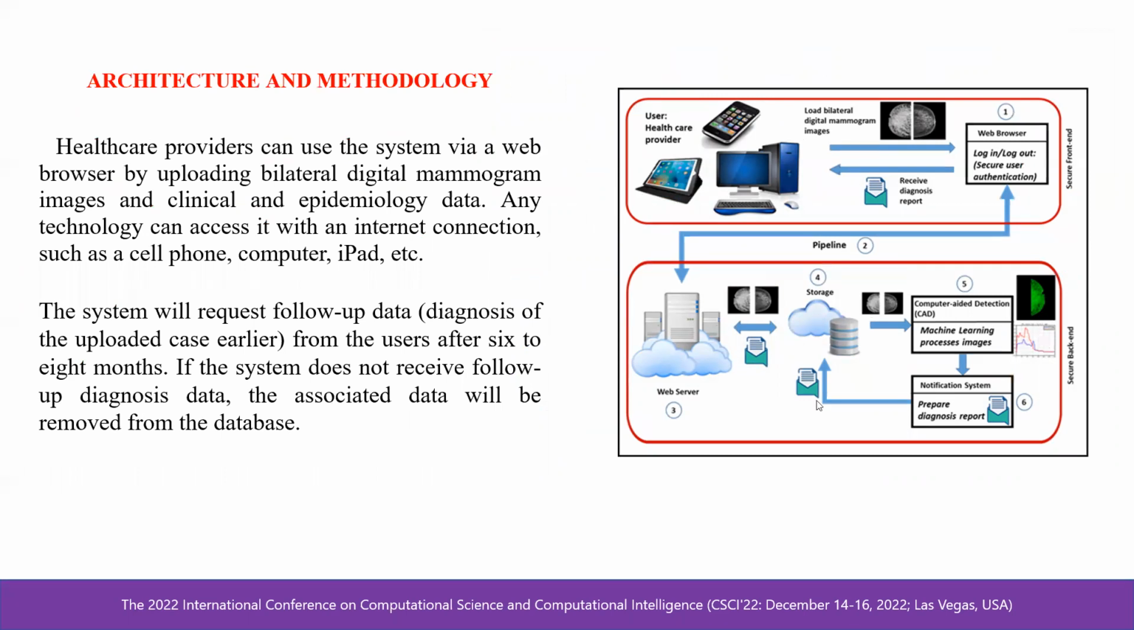The system has 6 stages, and stage 1 is the front-end web system. We can see it right here in the figure. It is stage 1. In this stage, the main end user will be able to use the front end from any device with an internet connection, including smartphones, tablets, laptops, and computers.